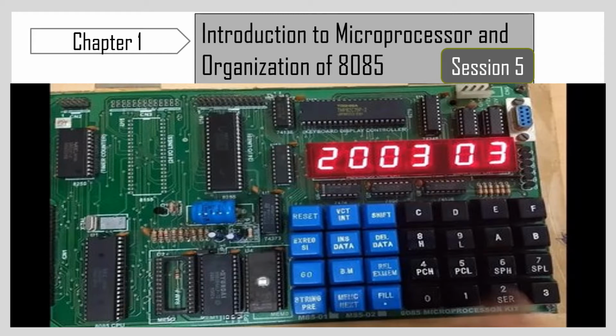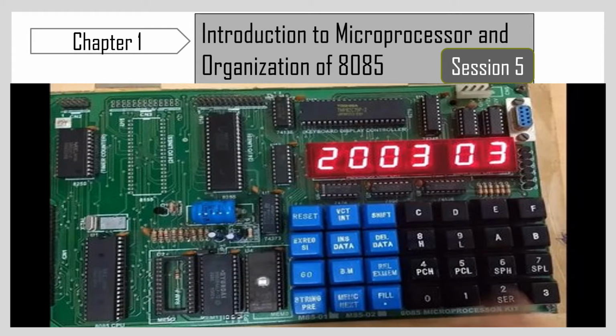Chapter number 1, Introduction to Microprocessor and Organization of 8085. Session 5. We have already started chapter number 1 and completed 4 sessions till now. In the first session, we saw what a microprocessor is, its function, the block diagram, and the evolution of the microprocessor. In the second session, we saw the pin diagram of 8085. It is a 40 pin IC. We started with the first 20 pins and saw the explanation for them. I think you remember that very well.